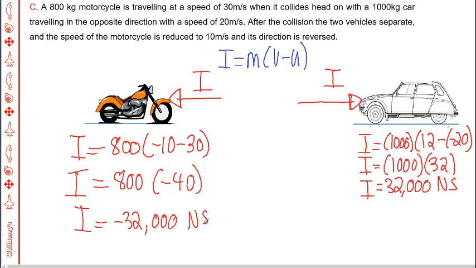32,000 newton seconds. These two values are always the same, except they have an opposite sign. So if you've got an answer where these two are not the same, that means you have done something incorrect. So make sure you go back and check your working out. These two should be the same, but have opposite signs.